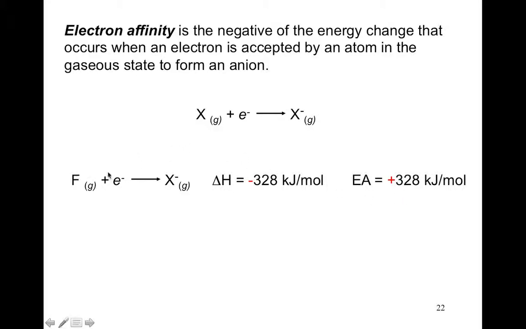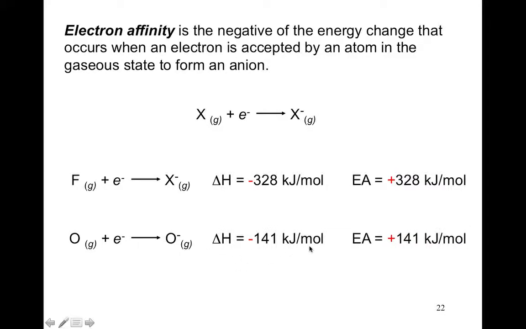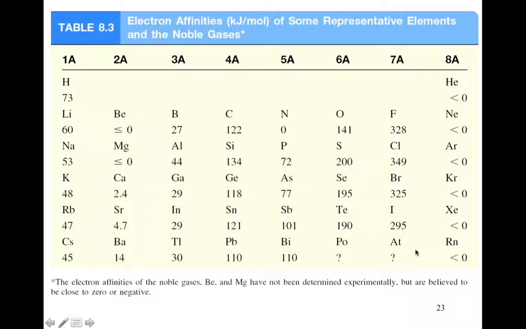If you have a high affinity for something, it means you want something or you like that something. Fluorine has a high electron affinity. Fluorine really likes electrons. Oxygen does too. Oxygen really likes electrons. It'd love to be O2 minus if it could. Negative 141 kilojoules, so its electron affinity is a positive 141 kilojoules per mole. And so here's kind of a graph of some electron affinities.